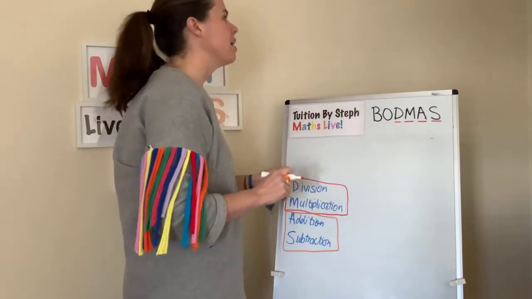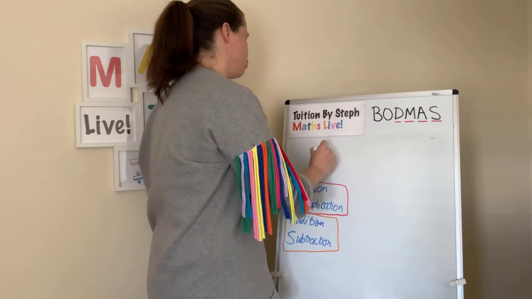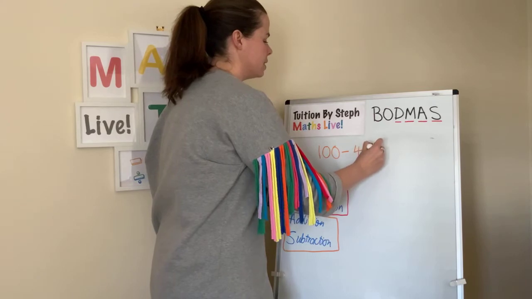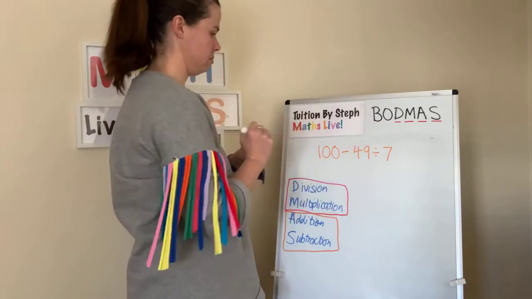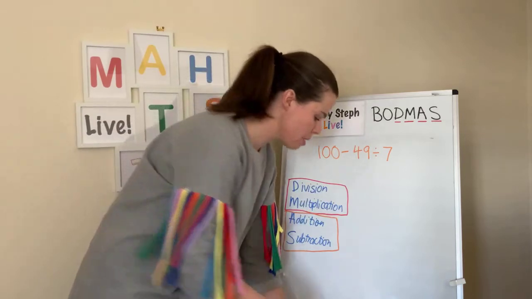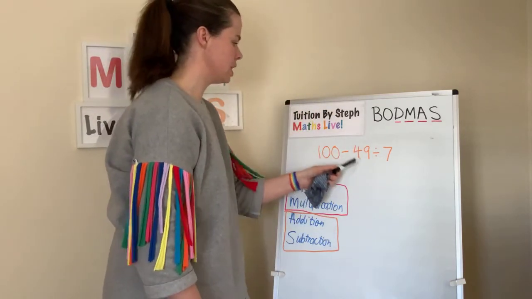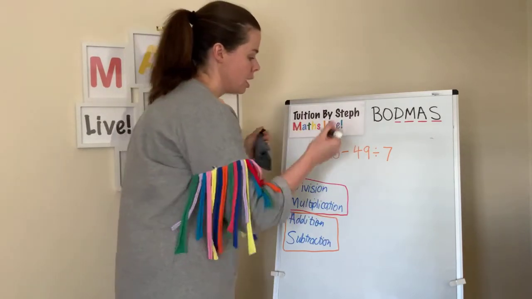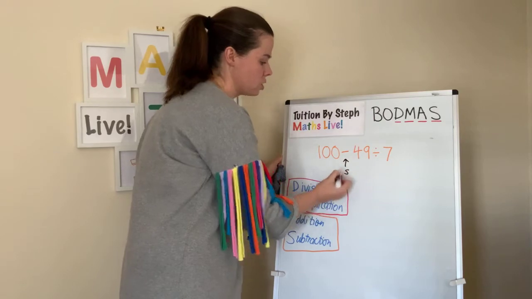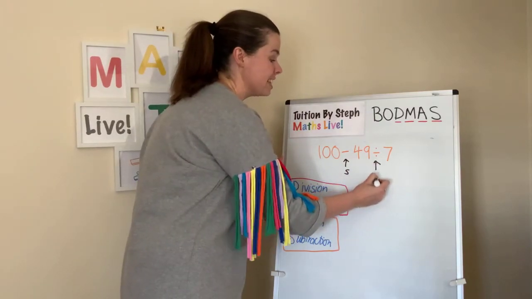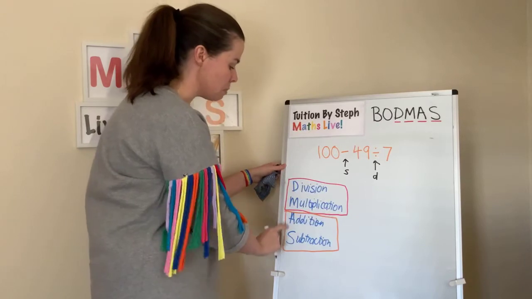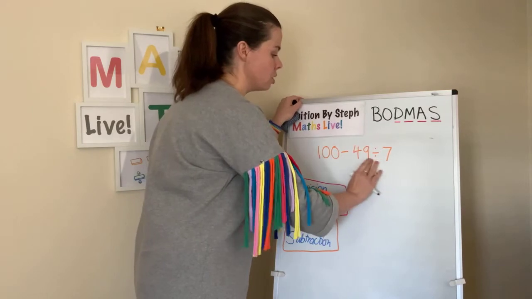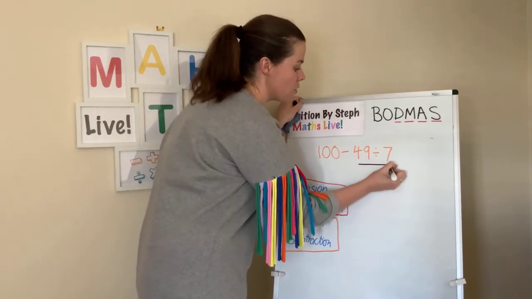let's say I do 100 take away 49 divided by 7. Okay? So immediately we might think, right, we do 100 take away 49, and then your answer you divide by 7. But no, look. Here we've got subtraction, and here we've got division. And division is more important than subtraction. It's higher up. So what we actually have to do is the division part first.